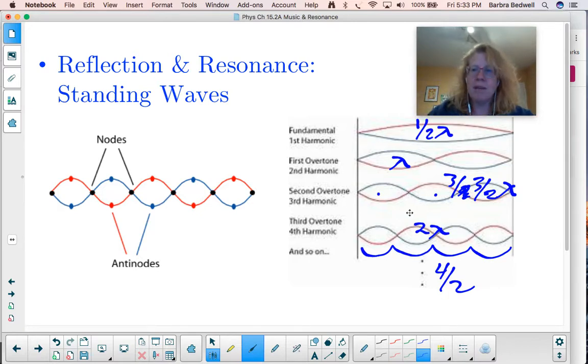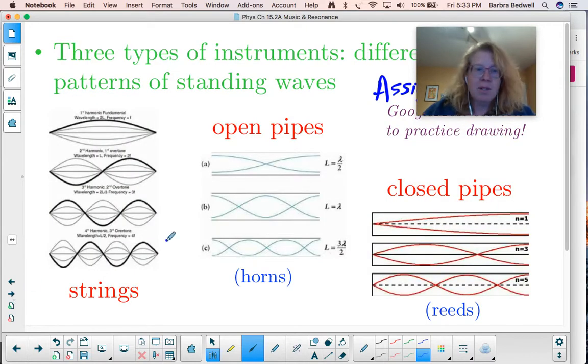This is going to be a key thing to get used to, seeing these node patterns when we're talking about reflection and resonance. The key part is that when these waves are just the exact right length, they will bounce back and create these standing waves, which create these loud, resonant sounds that you perceive as a musical note. That's really what it comes down to. With these, here are our three different kinds of instruments: strings, open pipes, and closed pipes.